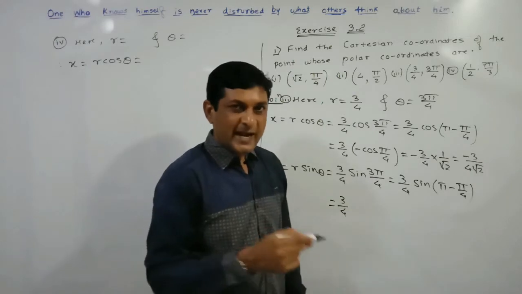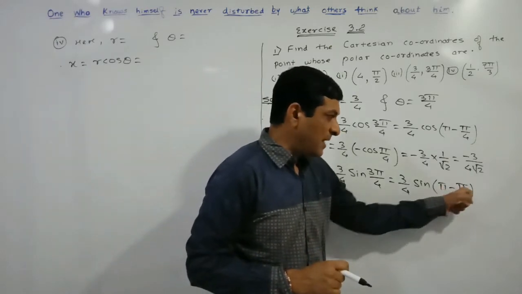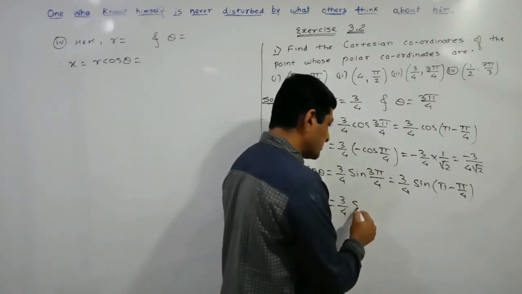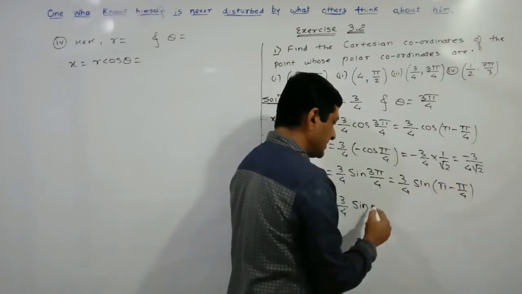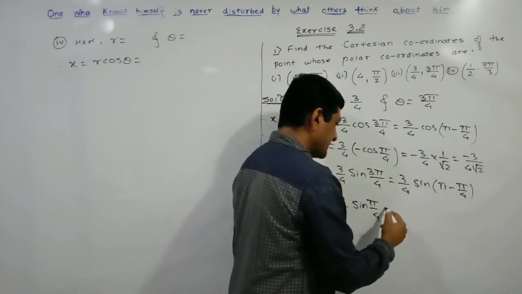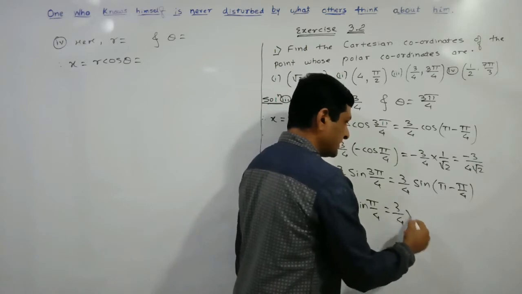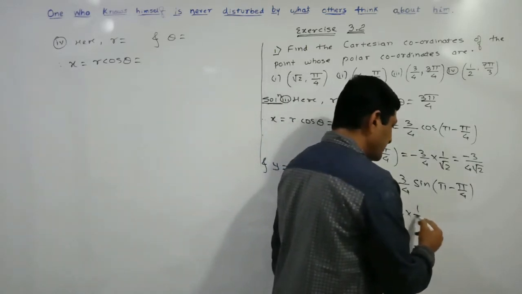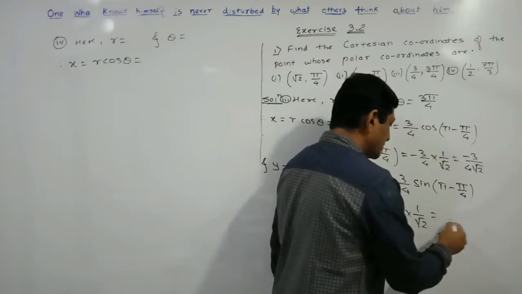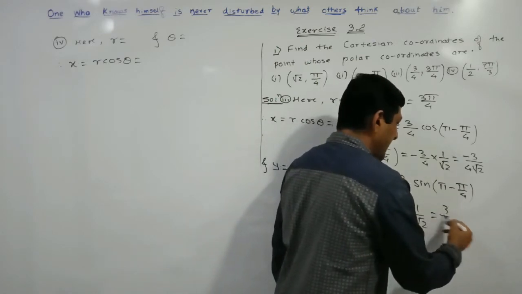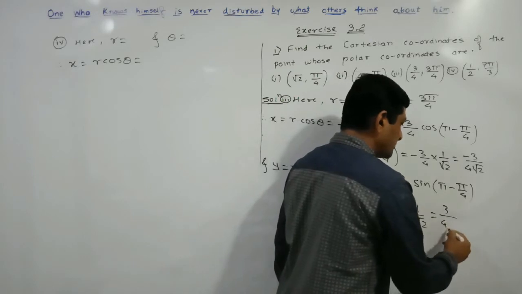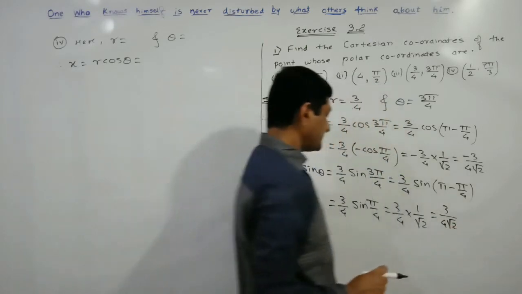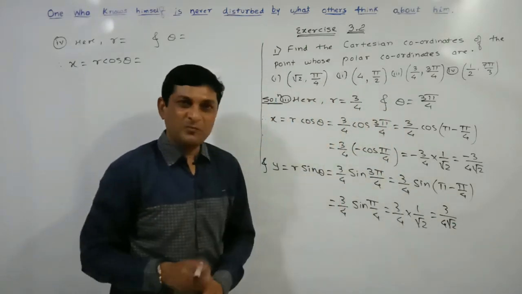Again use allied angle formulas. Sin pi minus theta will be equal to sin theta. What is theta here? Pi by 4. So let us simplify it. 3 by 4, keep it as it is, and we know that sin pi by 4 means sin 45 will be equal to 1 by root 2. So in the numerator 3 ones are 3, and in the denominator 4 into root 2 is what? 4 root 2. In this way we have got the value of y also.